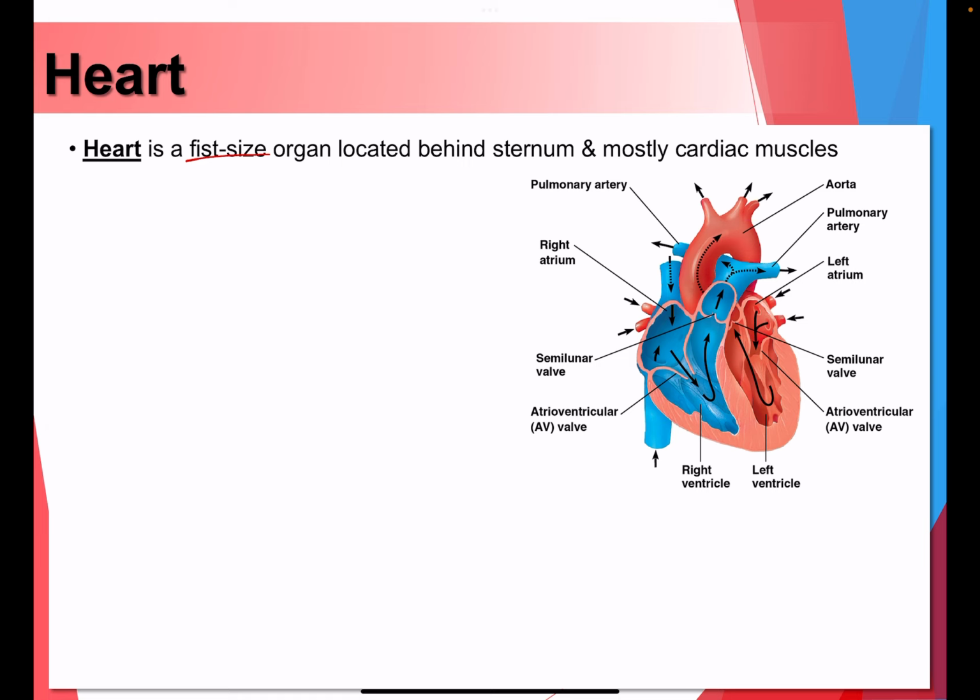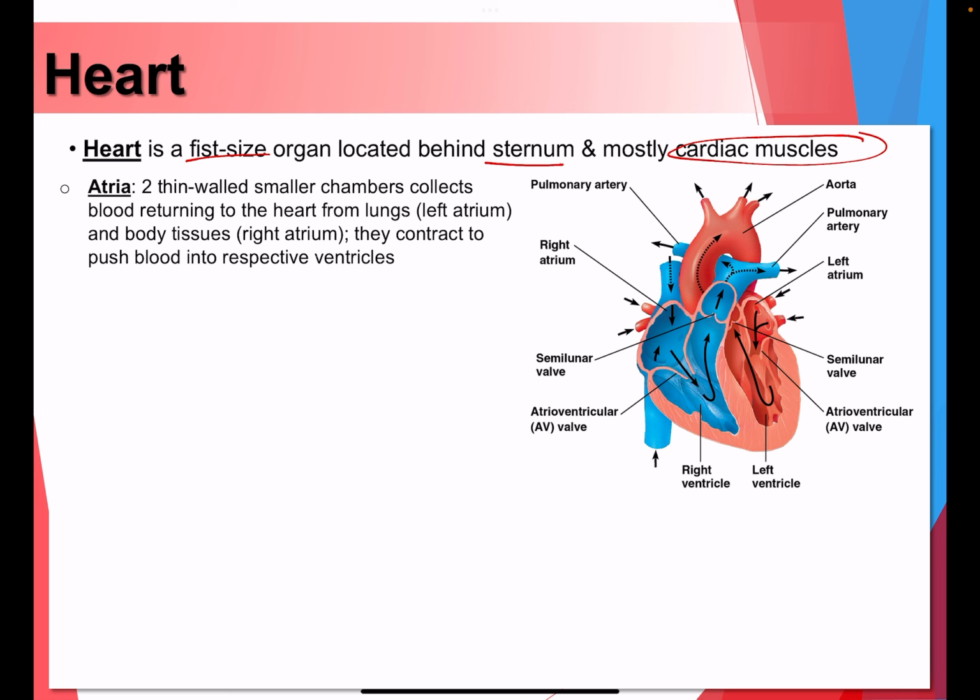So the location of the heart is behind the sternum. Sternum is, I call it, the little necktie on your chest. So if you wear ties on a collar shirt, where your necktie is, that's approximately where your sternum is. And then behind that is your heart, and it is mostly made up of cardiac muscles. And cardiac muscles is something that you don't have voluntary control over. They will do their own thing. Okay. And I'll talk about how that's the case in a bit.